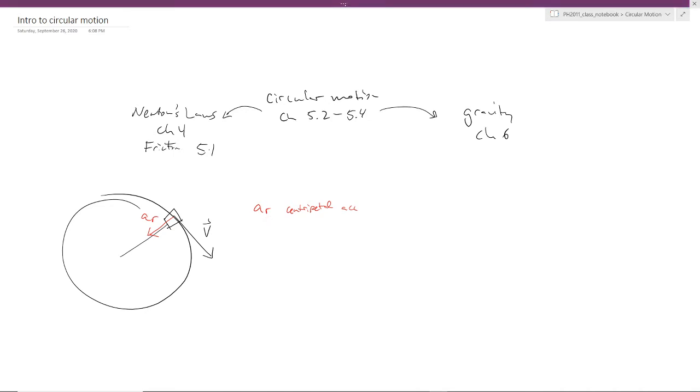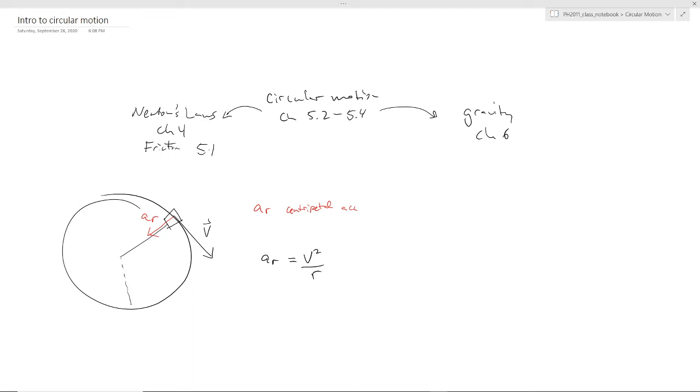So the mathematical relationship that we're going to take advantage of is the fact that the magnitude of this centripetal acceleration is equal to v squared over r, where r is the radius here of your circle. So this is going to allow us to look into all different kinds of cool problems.